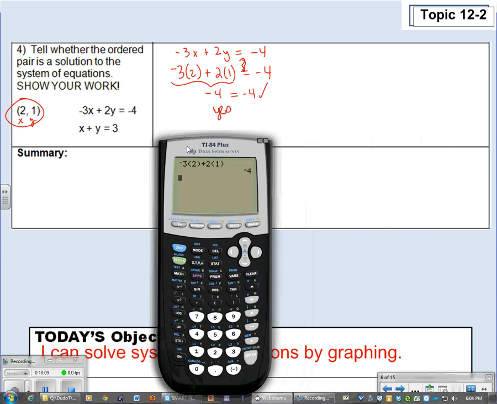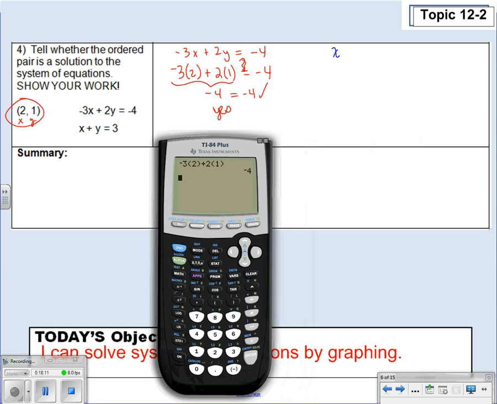Now we need to check, is that point on our second line? Our second line is x plus y equals 3. X is equal to 2. Y is equal to 1. We want to see 2 plus 1. 3 does equal 3. That is true. And so this is a yes. That means that 2, 1 is a solution.